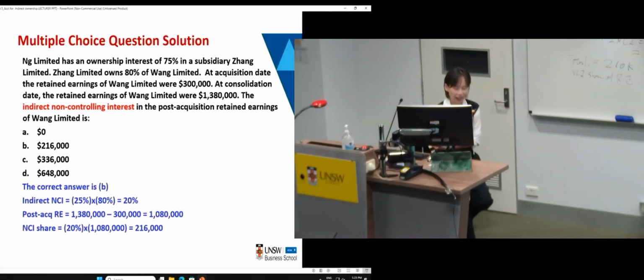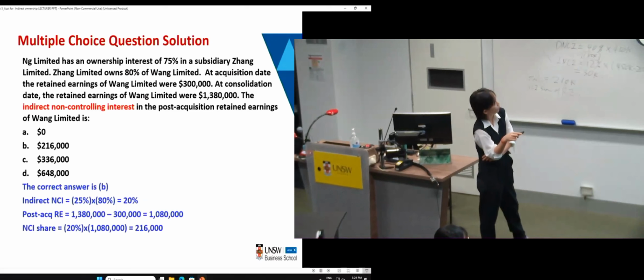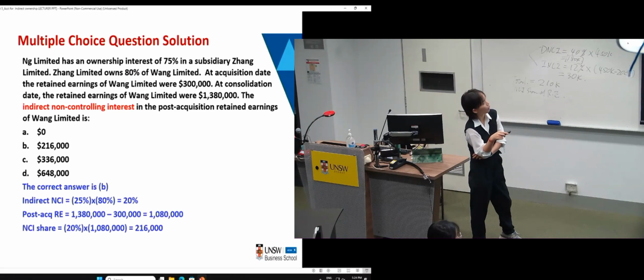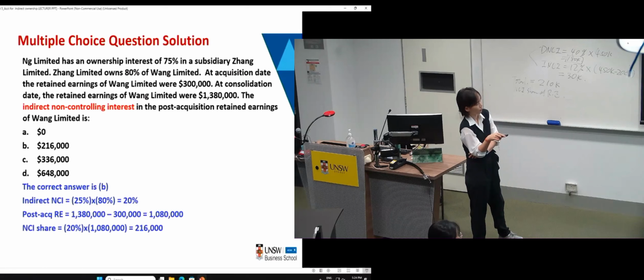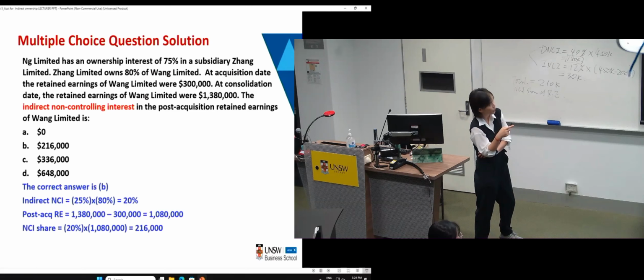So if the question asks for INCI, then it's 20% times this amount, right? If the question asks for the DNCI in One Limited, the DNCI is 20%, right? Oh, it's still 20%. So the DNCI share of the post-acquisition retained earnings is still 20% of these numbers. It's just a coincidence, okay? Now, if the question asks for the total NCI, then 40% multiplied by this, right? And if the question asks for the total NCI interest in the retained earnings, then the calculation will be like this.